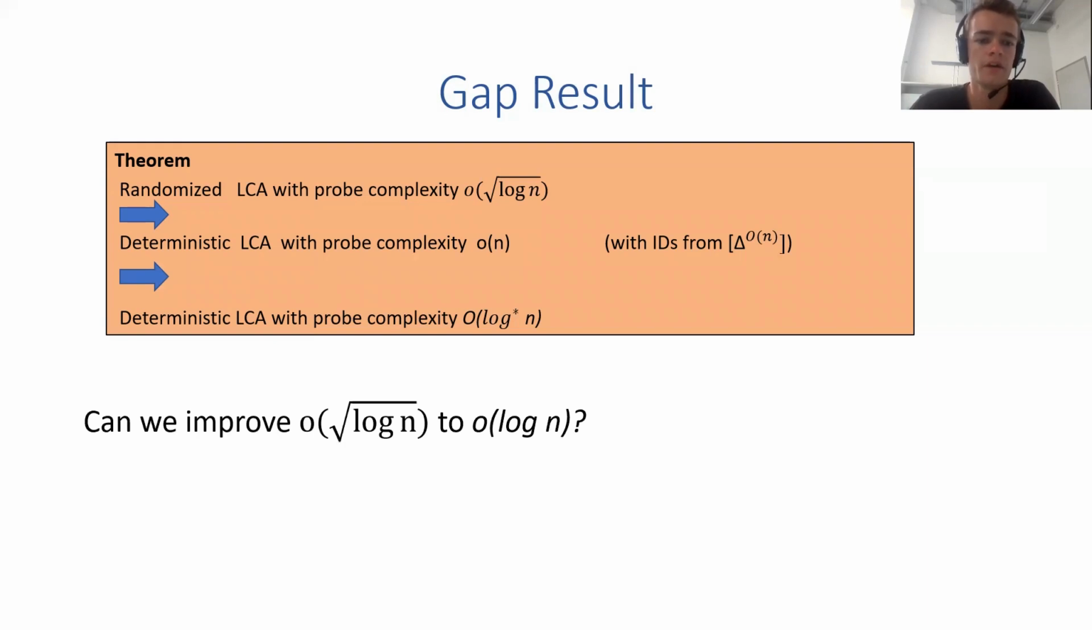Okay, and now the question is, can we improve this little o of square root log N to little o of log N? And the answer is, in general, we are not sure. I guess it sounds reasonable, but we have no idea how to prove it.